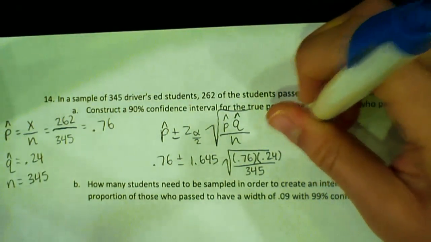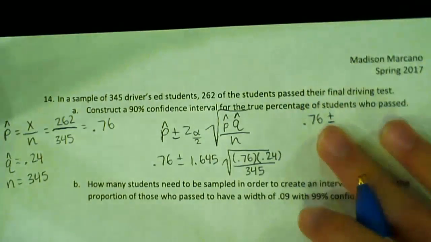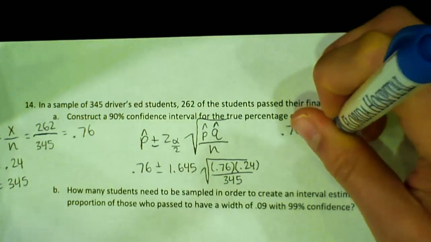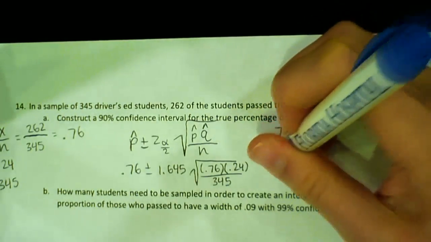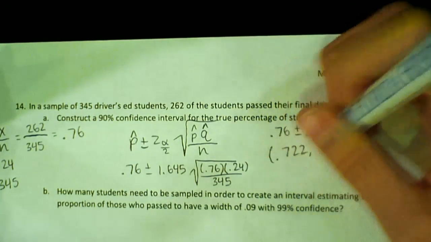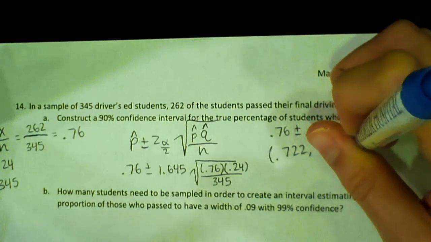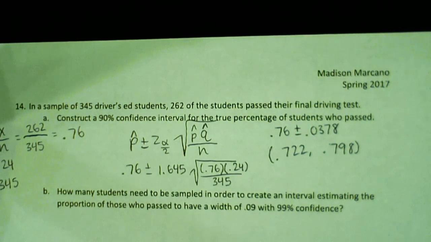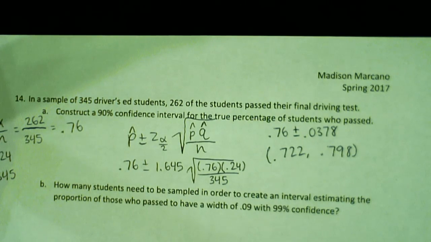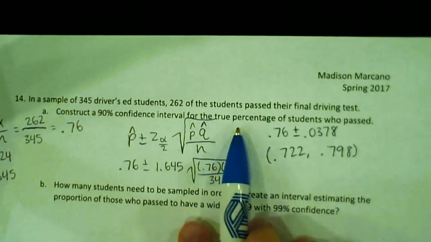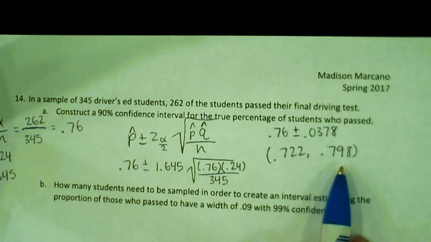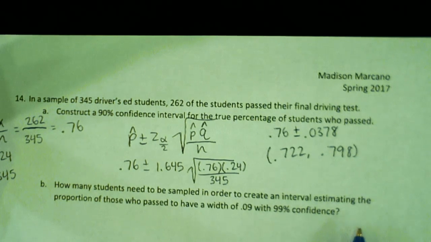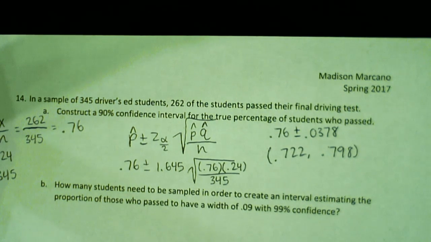So the sampling error should be, did everybody get that? 0.0378? Okay. So that would mean that we are 90% confident that the true percentage of students who passed is within, what, 72% and around 80%, if you wanted to say it in words.